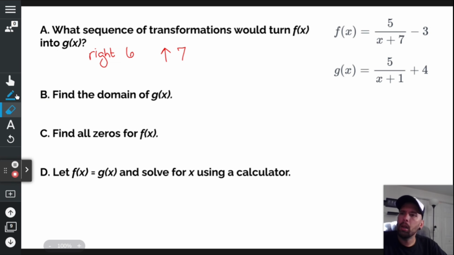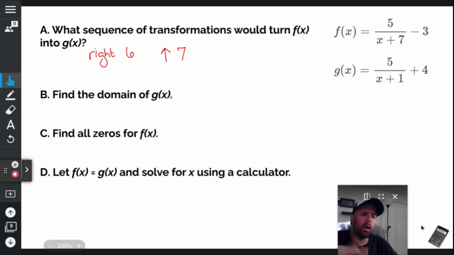Not so bad. By the way, when I create these problems, I only wanted to use a calculator for this one. If this is a calculator section on an open-ended problem and you're allowed to use the calculator for this whole thing, graph that and see what happens.